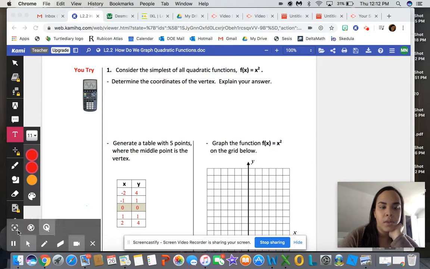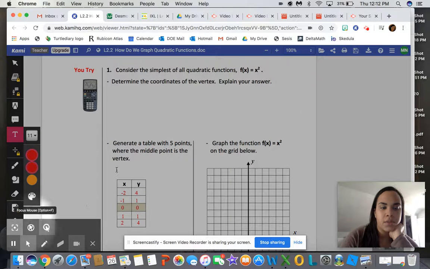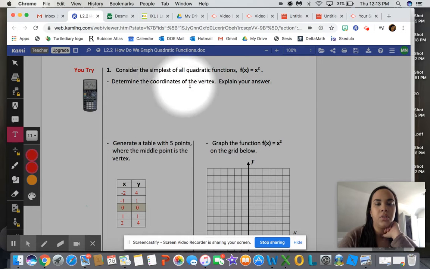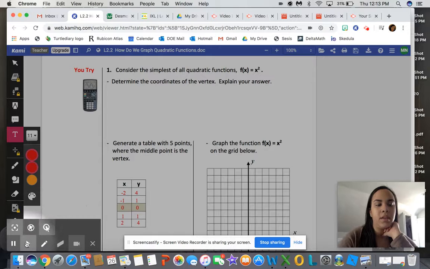So over here, how do we know that this is a quadratic function? This over here, x squared. We said we can notice that it's a quadratic function because it has the x to the second power over here. So it says determine the coordinates of the vertex. So let's do that. Let's look at the coordinates points.